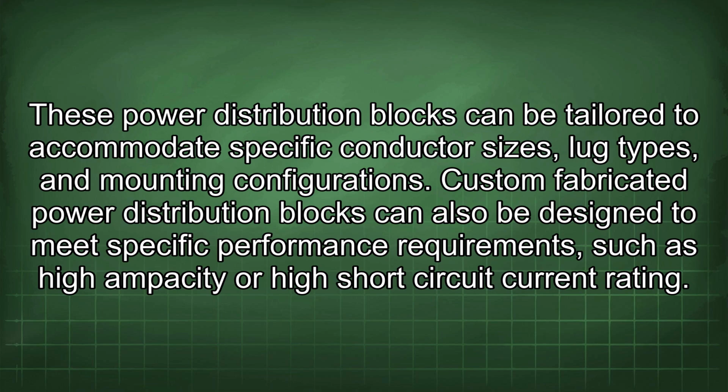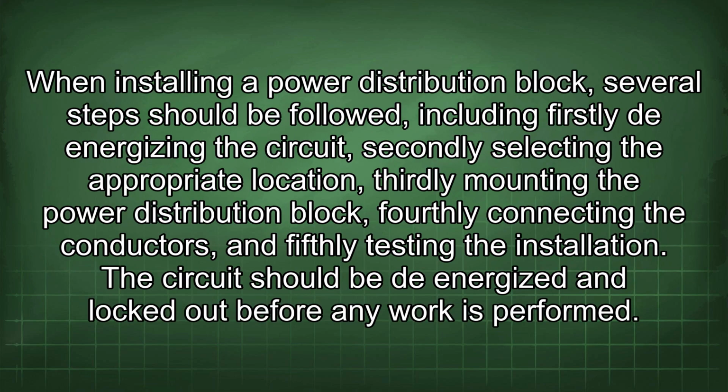Custom fabricated power distribution blocks can also be designed to meet specific performance requirements, such as high ampacity or high short circuit current rating. When installing a power distribution block, several steps should be followed, including firstly de-energizing the circuit, secondly selecting the appropriate location, thirdly mounting the power distribution block, fourthly connecting the conductors, and fifthly testing the installation.